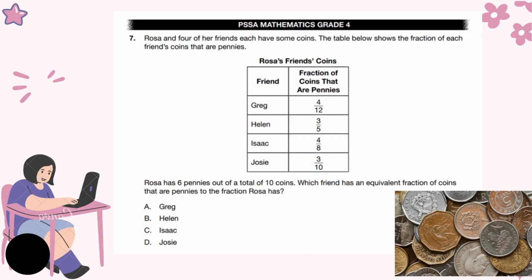Question number 7. Rosa and 4 of her friends each have some coins. The table below shows the fraction of each friend's coins that are pennies. So here is Greg, Helen, Isaac, Josie. So Rosa has 6 pennies out of a total of 10 coins, all right? Which friend has an equivalent fraction of coins that are pennies to the fraction Rosa has?